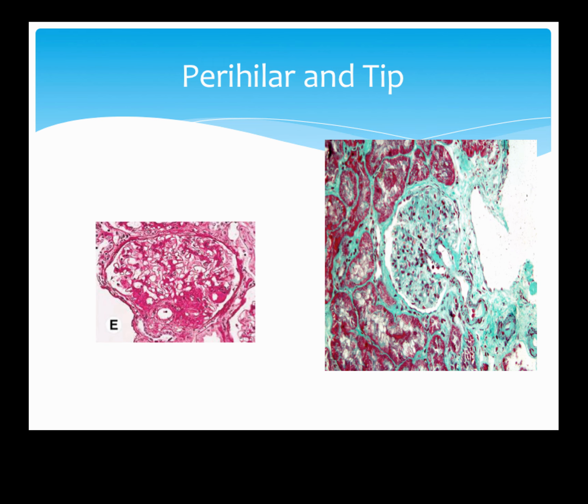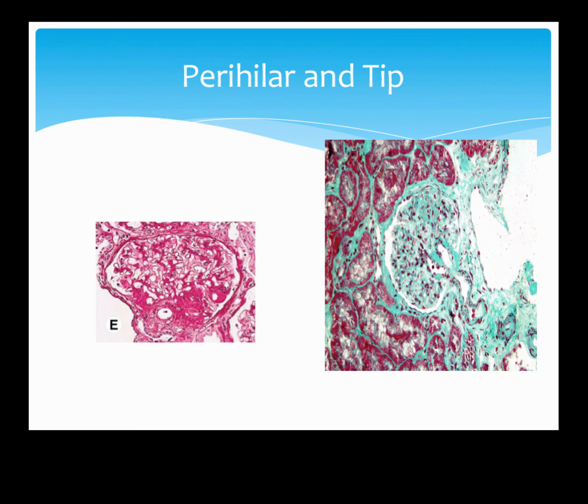There are actually 5 types of focal segmental glomerulosclerosis that have been described. The one I just showed you is not otherwise specified. This picture shows 2 other types. One, the perihilar type, where the sclerotic change is right around the hilus of the glomerulus, and the one on the right-hand side shows evidence of sclerotic change at the tip of the glomerulus opposite the hilum of the glomerulus.